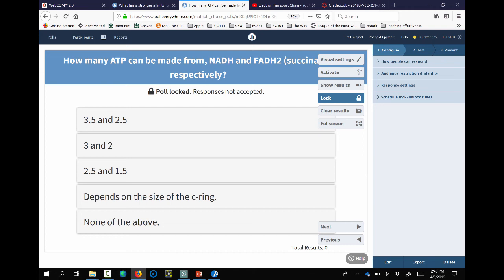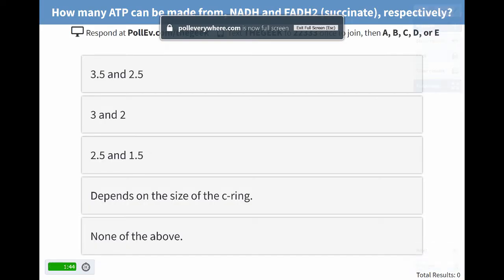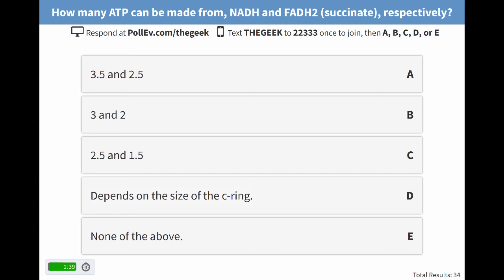Okay, so how many ATP can be made from NADH and FADH2 or succinate, respectively? The first number on this list is from NADH. The second number on that list is from FADH2. These would be PO ratios. How many ATP can I get from those two things? The options are 3.5 and 2.5; 3 and 2; 2.5 and 1.5; depends on the size of the C ring; or none of the above. I'm going to give you a minute 45 to talk to your neighbor about that. What do you think? On your marks, get set, go.